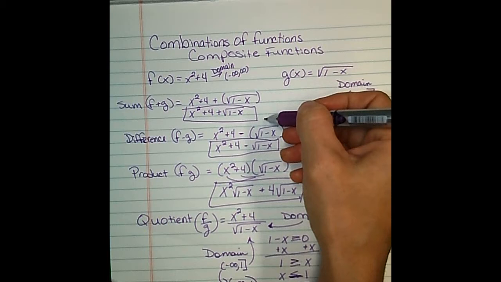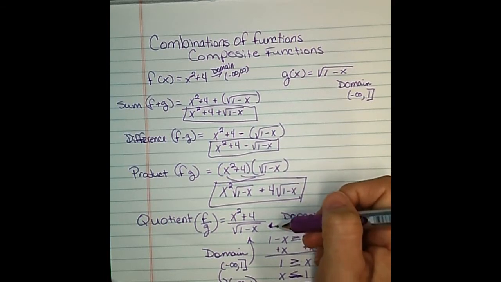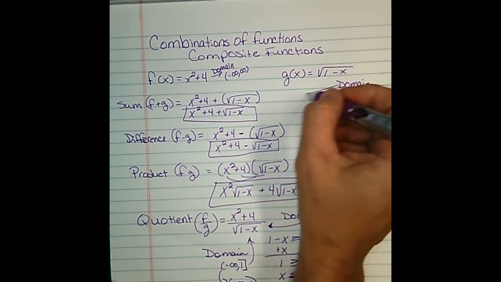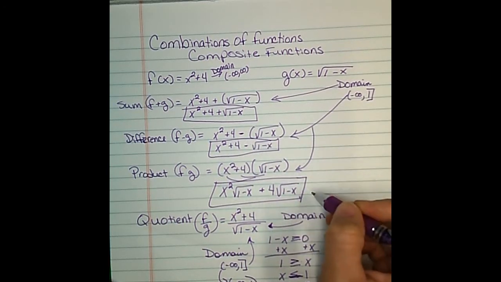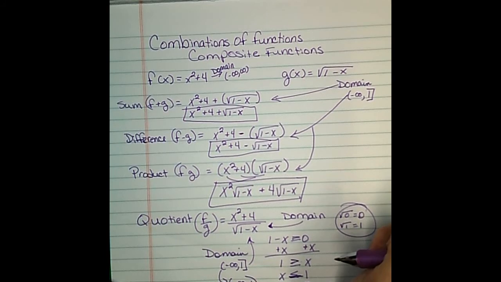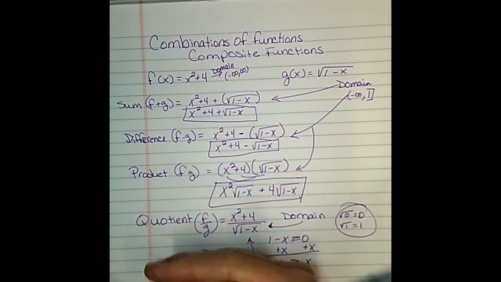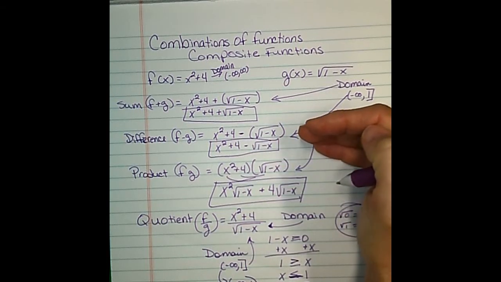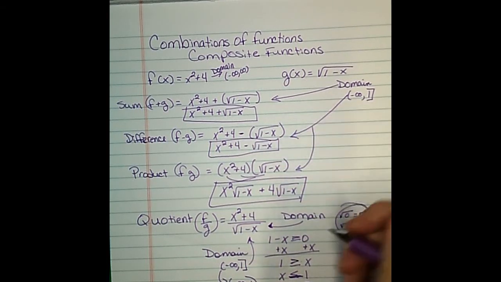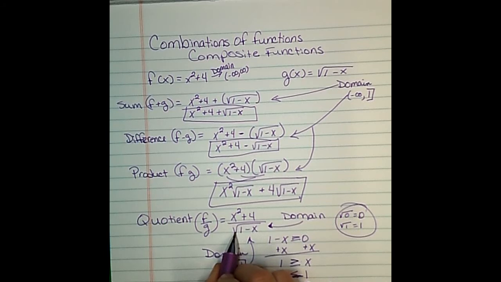So when we go check out all of our answers here, we notice my domains are going to be this here for every one of these, because we can't have a negative number inside of an even root, because we cannot multiply something an even amount of times and get a negative answer. If this was an odd root, then we could have a negative answer. We just can't yield 0 because it's in the denominator.